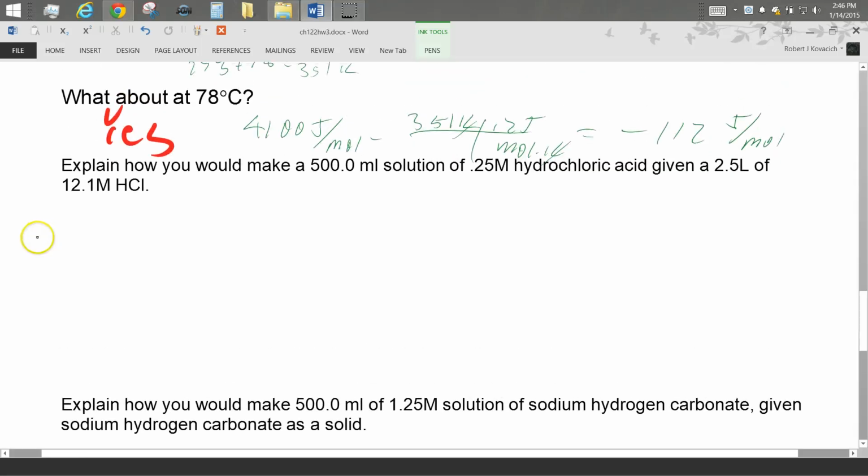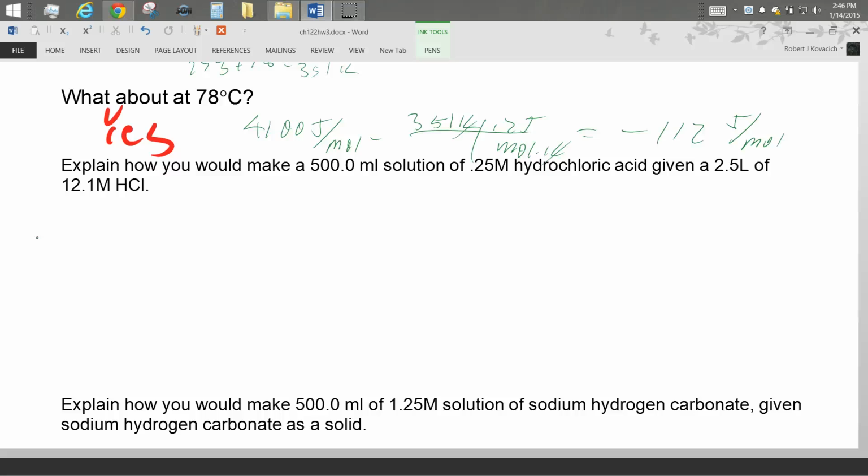This next one here, explain how you would make 500 milliliters. Okay, so in the lab that you guys did last week, you made a concentrated solution of, what was it, copper sulfate? And then you took that concentrated solution and you made a much larger dilute solution. Did you care how much concentrated solution was in the container? You just need to have enough, right?